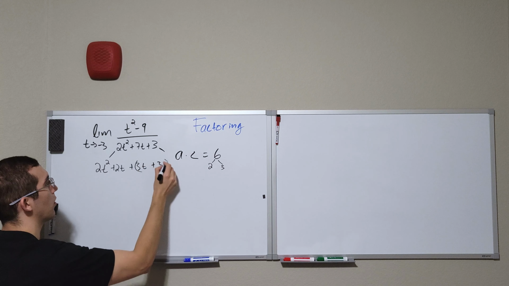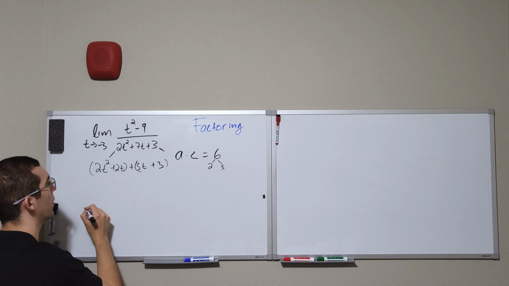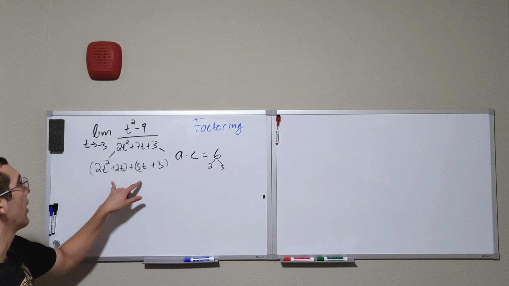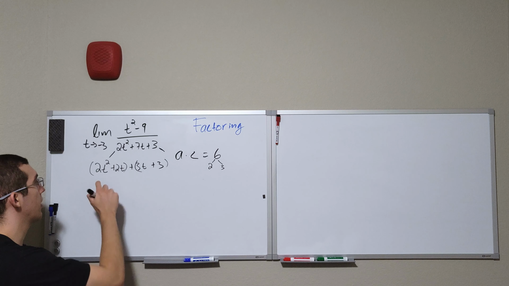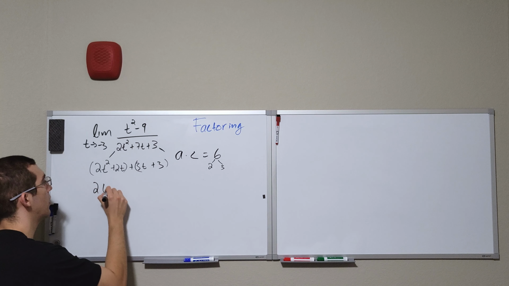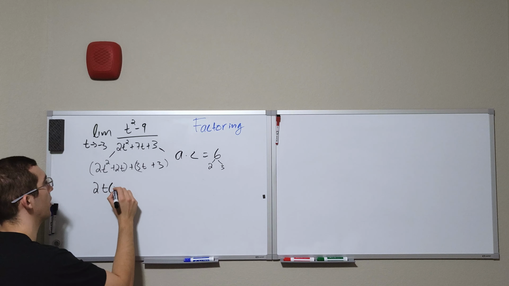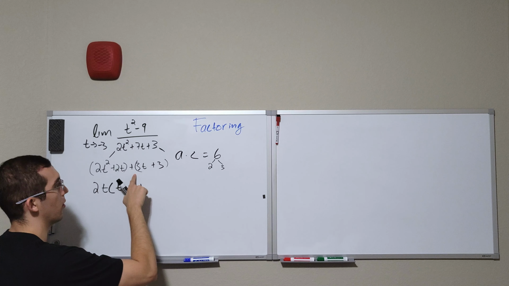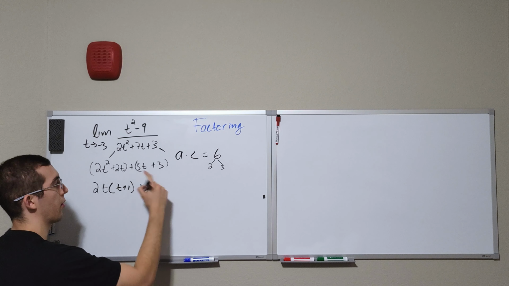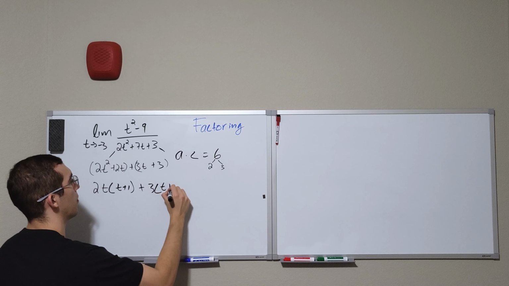So what we do here is we group them really quickly, and now I like to get common factors out of these parentheses. The first common factor here will be this 2t, and I'm going to be left with this t plus 1. Now I do common factor here. The common factor is 3, and I'm going to be left with t plus 1 as well.